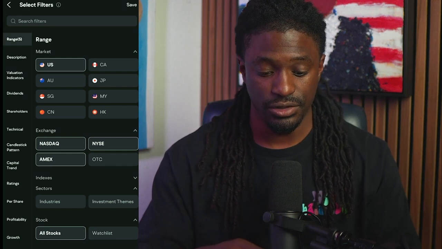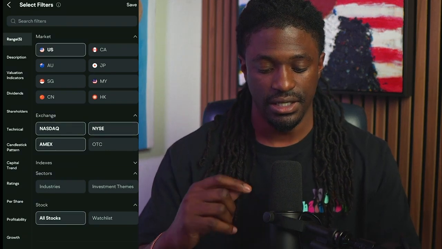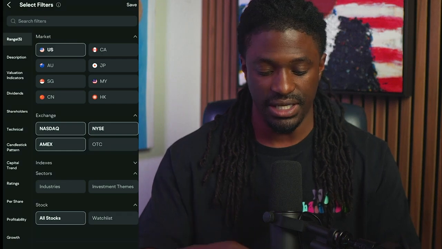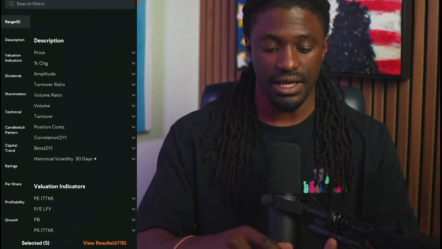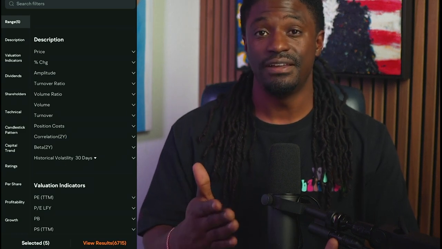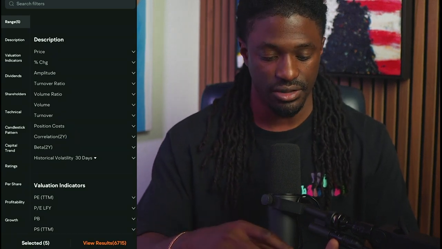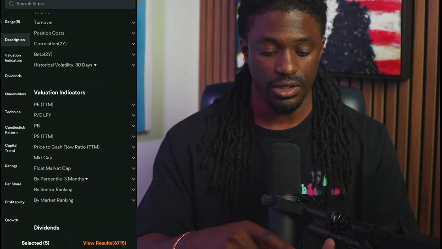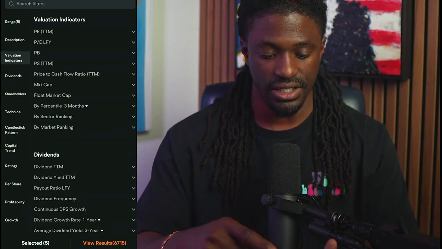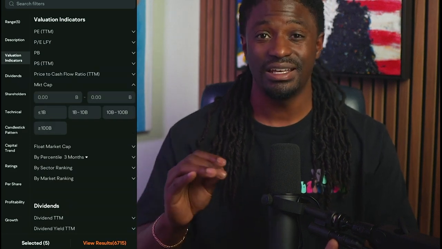So the first thing we're going to do is click all of these. We have the US open. You can look at the NASDAQ, the NYSE or AMEX, but then we're going to scroll down and then it'll pull up the description. You could do it by price, depending on if you want to invest in certain stocks that are at a certain price, but you can't buy fractional shares on moomoo. So we're just going to keep scrolling down all the way to the valuation indicator. We're going to click on market cap right here, and then we're going to eliminate any of the penny stocks.